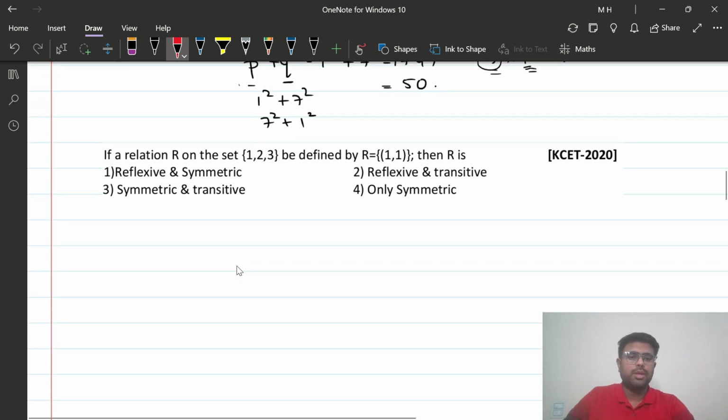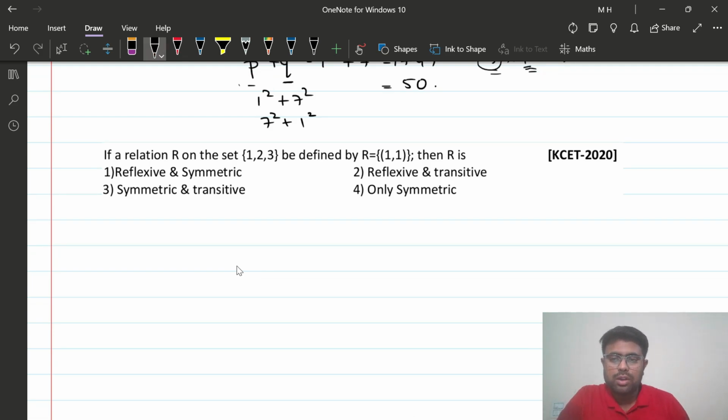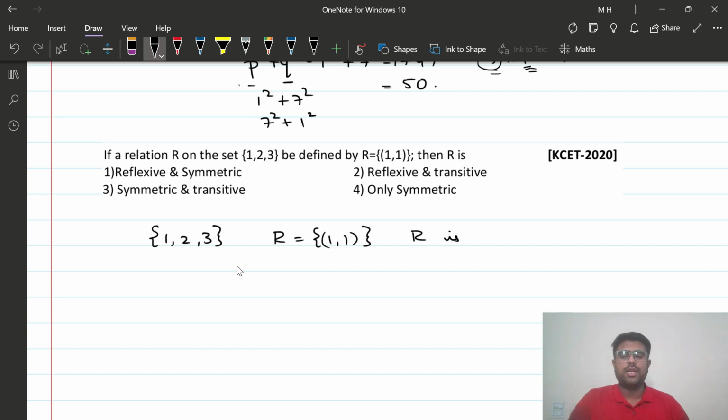Okay, coming to the next question, which was asked in 2020. It says, if a relation R on the set {1, 2, 3} is defined by R = {(1, 1)}, then R is, that is what they are asking. The first option says reflexive and symmetric. The second option says reflexive and transitive. The third one says symmetric and transitive. The fourth one says only symmetric.